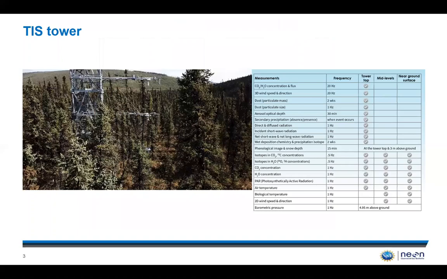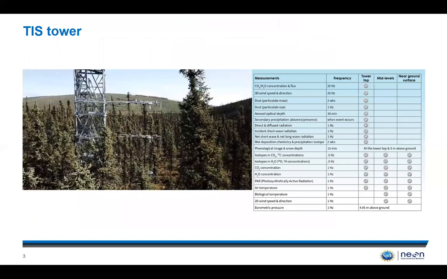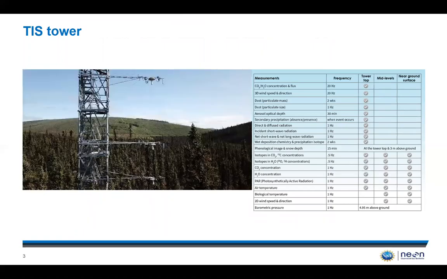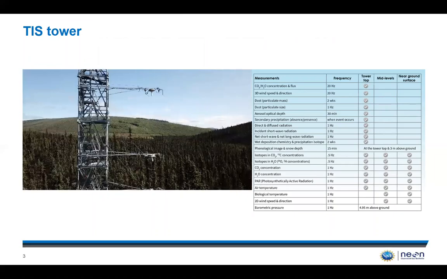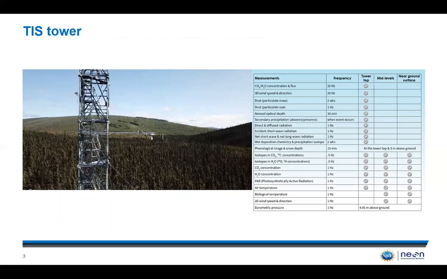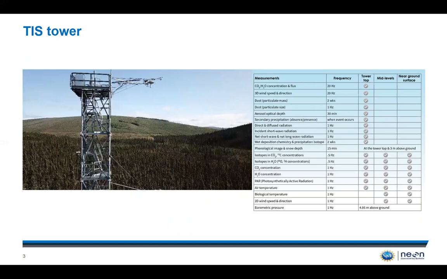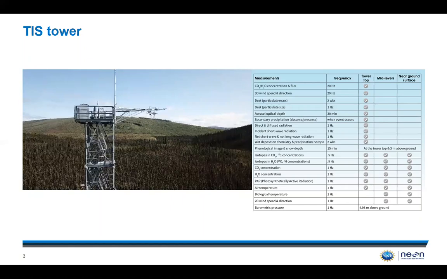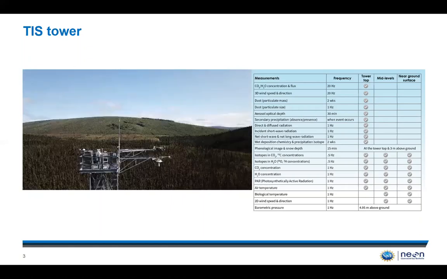This is drone footage from our NEON site at Caribou Creek in Alaska that provides a good overview of the tower instrumentation. We are monitoring profiles of wind speed and direction, temperature, photosynthetically active radiation, and biological temperature, as well as CO2 and H2O gas concentrations and isotopic ratios. At the tower top, we are heavily instrumented with radiation measurements, aerosol depth, wet and dry deposition. This is also where we'll find the turbulent exchange system, consisting of the 3D sonic anemometer and infrared gas analyzer.